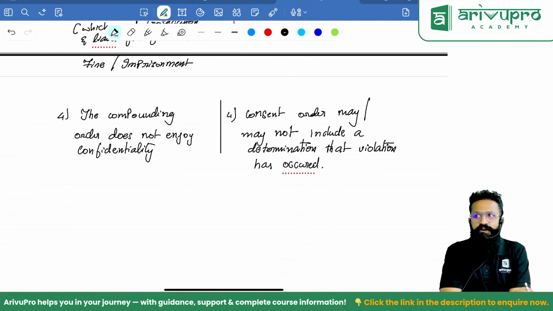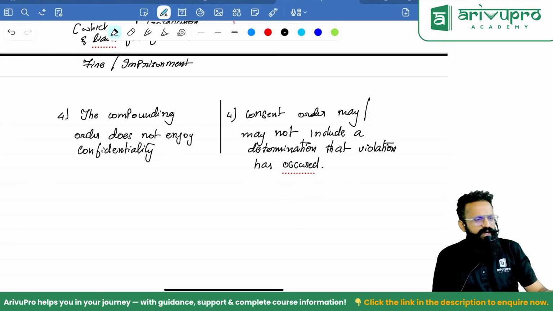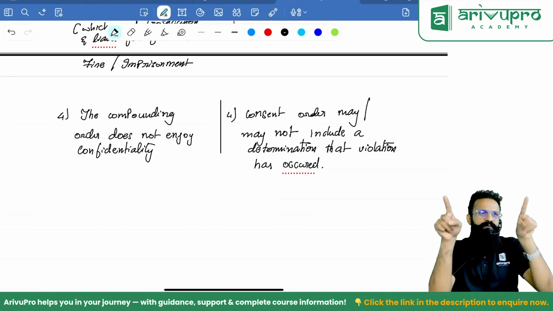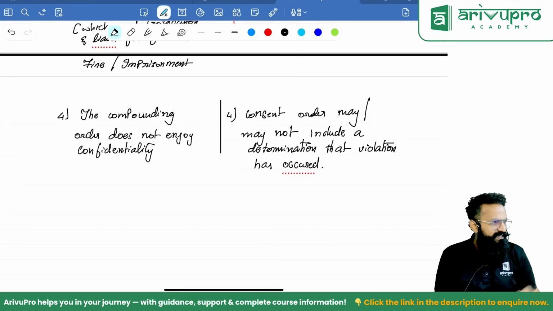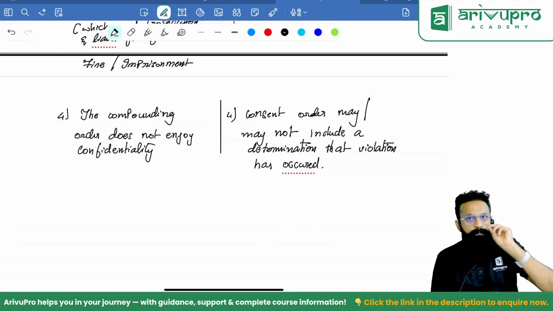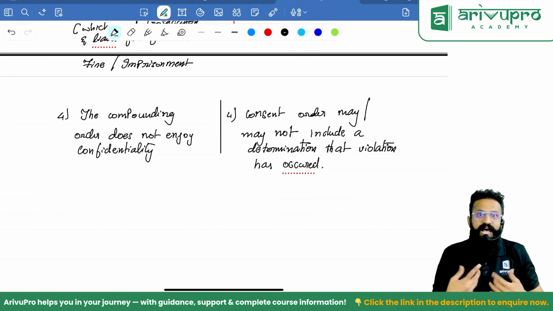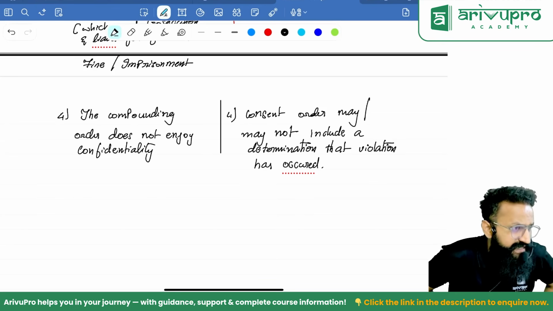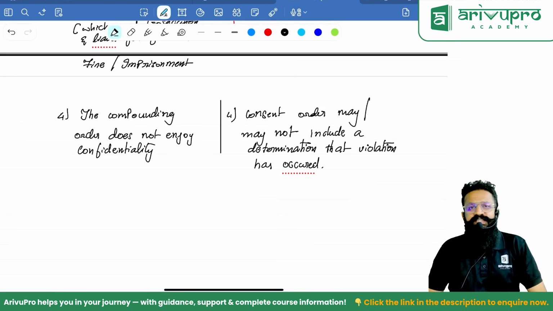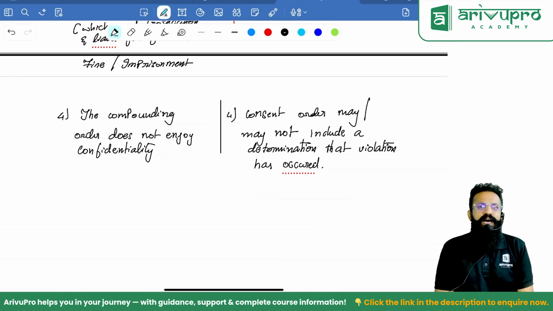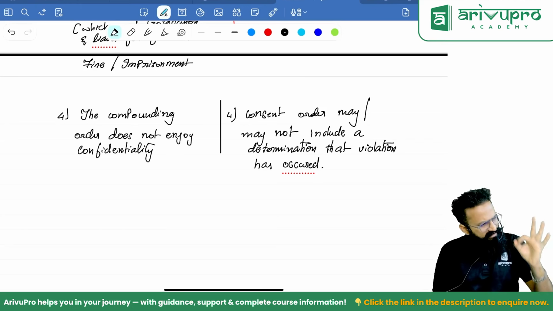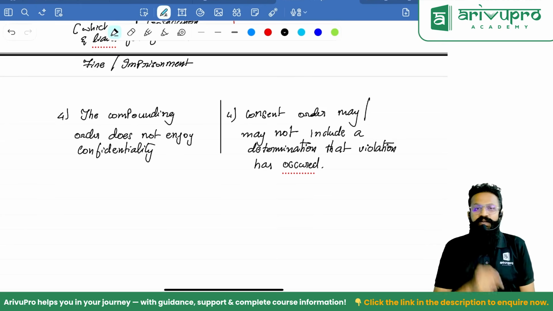The compounding order does not enjoy confidentiality. Confidentiality means what, people? Now imagine I go and accept all my mistakes in front of the Securities Appellate Tribunal. The Securities Appellate Tribunal will issue a compounding order. In that it will be written that the said complainant has violated the section from this section to this section, and as a compounding of offence, that means we are settling this, compromising, and hence the person is required to pay a fees of around 12,50,000. Everything will be explained in detail, and that particular document will be available in the public domain.